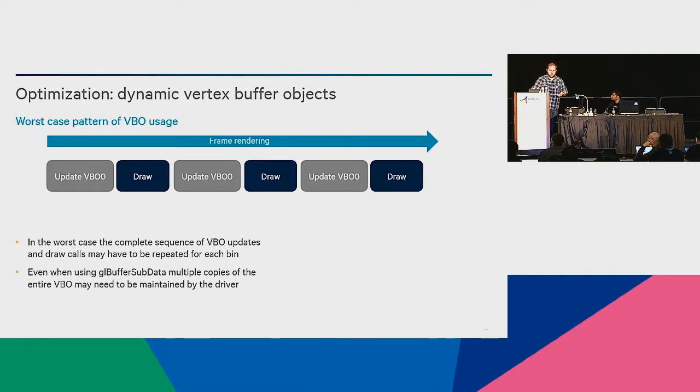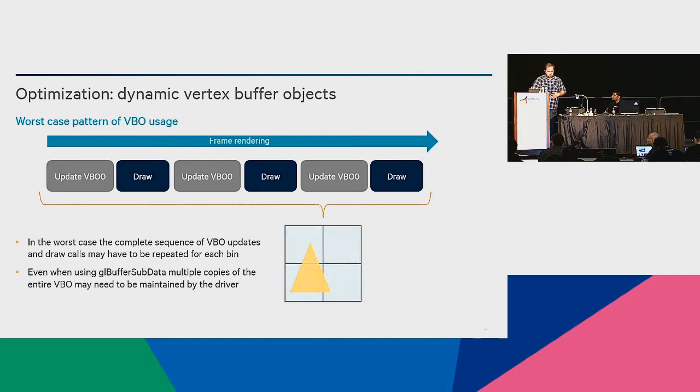Similarly, we have the same kind of issues with dynamic vertex buffer objects, where you update the VBO, you draw, you update the same VBO again, you draw, update, draw. In the worst case, because of our binning architecture, we end up having to keep multiple copies of your data around, which can, again, hurt performance. And that happens even if you're using buffer subdata. So in this case, for each bin, we keep copies of that data around.